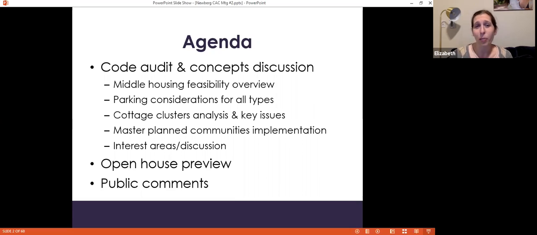Talk more explicitly about parking and what's the same and different across different housing types, and then spend more time in depth talking about cottage clusters and master plan communities that we didn't have as much time to talk about last time. And then make sure that we hear from you about your interest areas and if there's any other parts of the code or about middle housing or development regulations that we haven't highlighted so far. And then Heather is going to help us talk through our next step, which is going to be a public open house. And then if we have anybody from the public, we have some time for public comments.